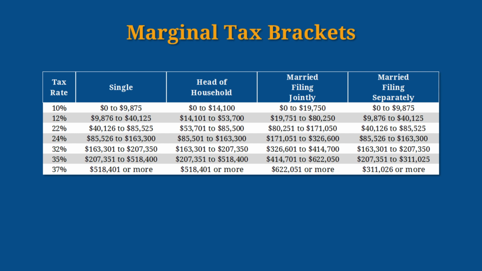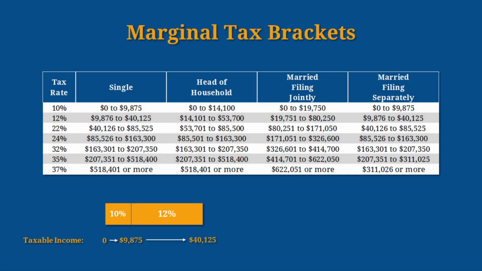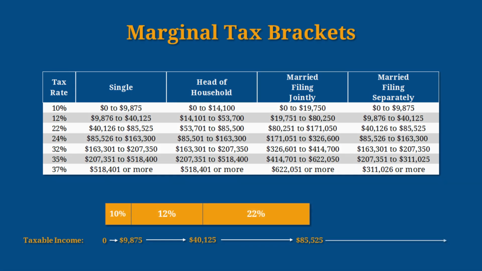For example, if you're single, your first $9,875 of taxable income will be taxed at 10%. Then any taxable income you have above that and up to $40,125 will be taxed at 12%. And then above that, but up to $85,525 will be taxed at 22%. Keep going all the way up until your taxable income is $518,401 or more, at which point that will all be taxed at 37%.